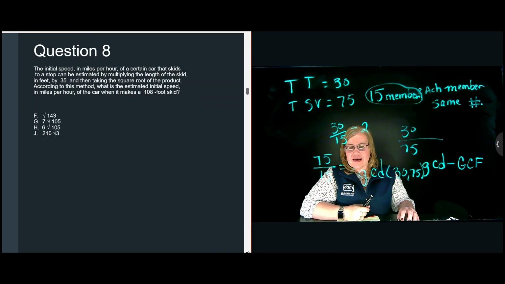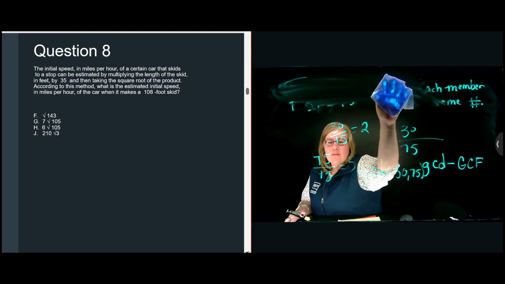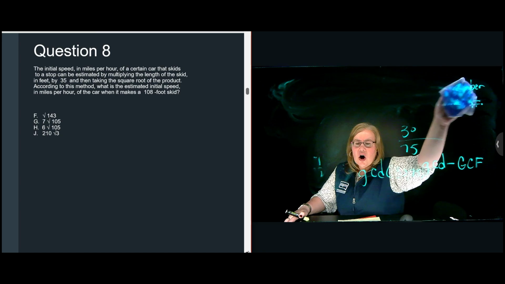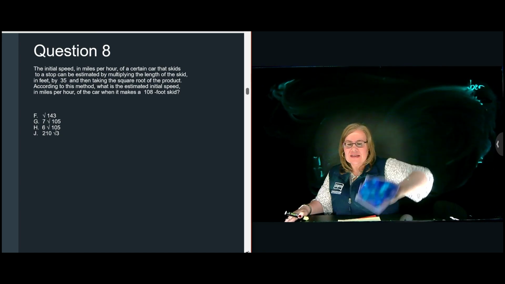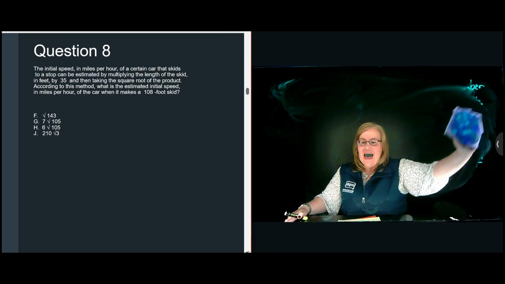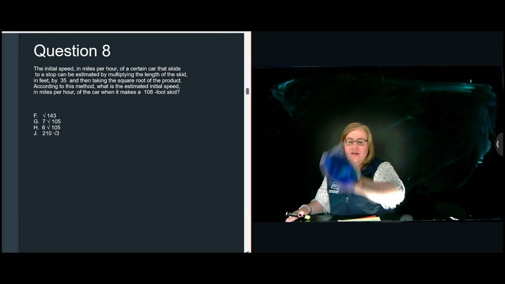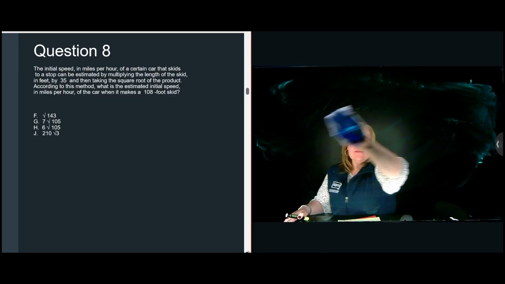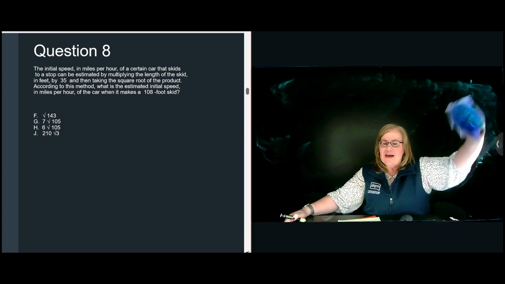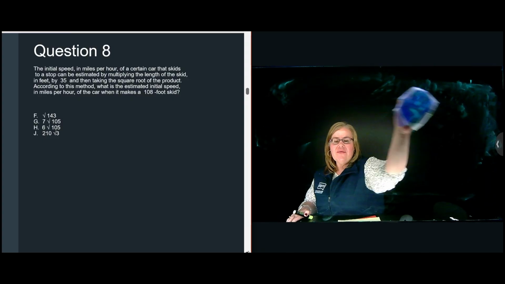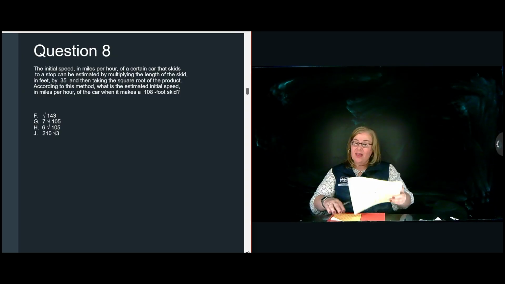So let's go ahead and look at our next one. I'm going to erase while we're reading it. It says the initial speed in miles per hour of a certain car that skids to a stop can be estimated by multiplying the length of the skid in feet by 35 and then taking the square root of the product. According to this method, what is the estimated initial speed in miles per hour of the car when it makes a 108-foot skid? All right, so obviously 108 feet, that's pretty long.